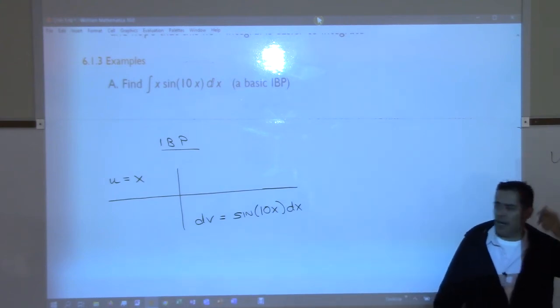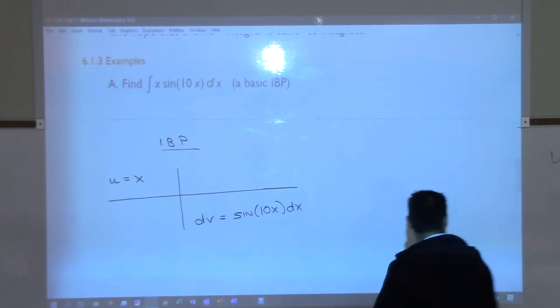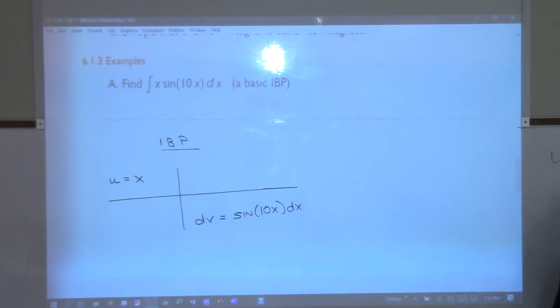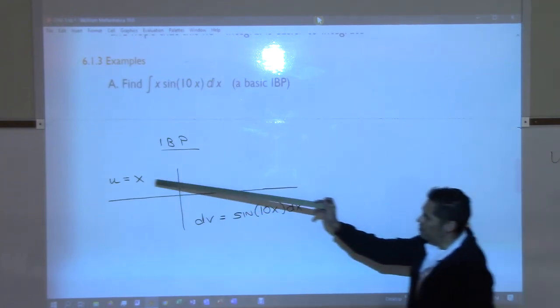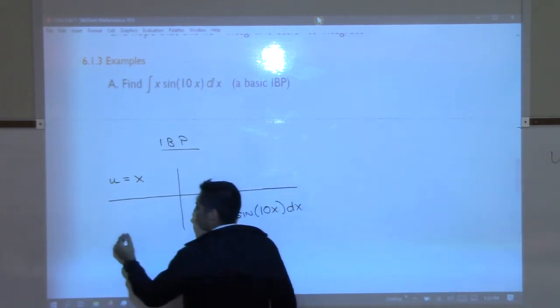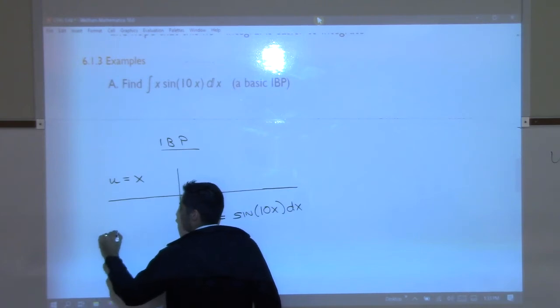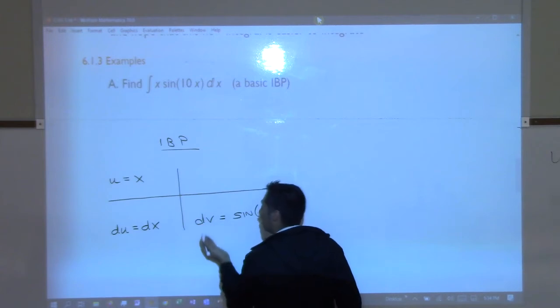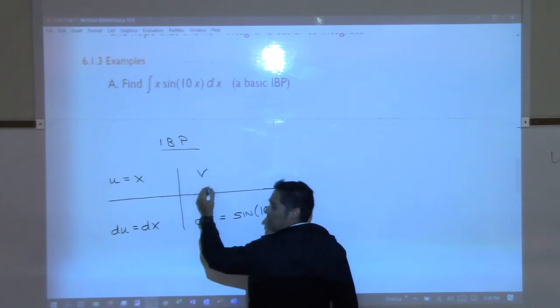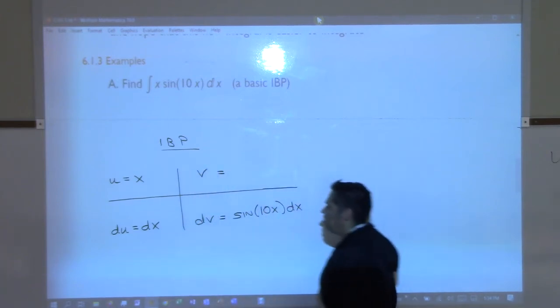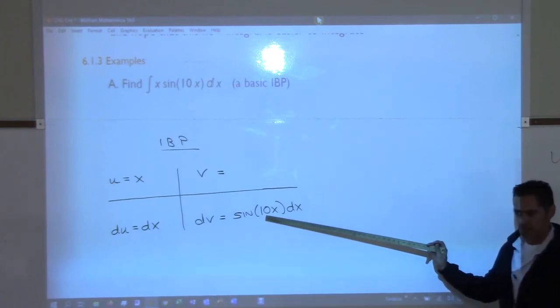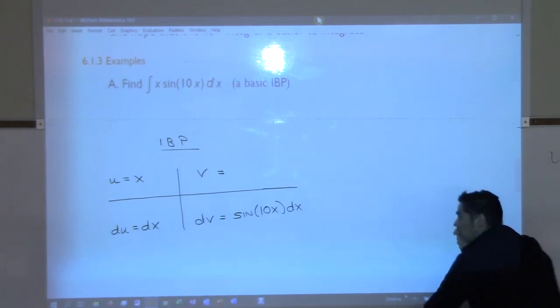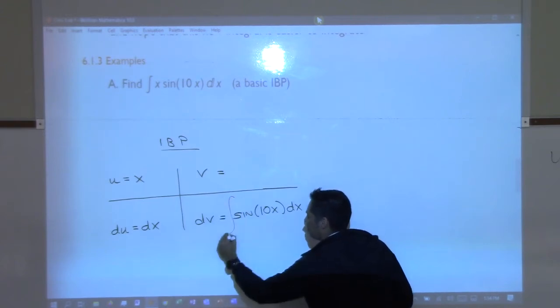Now you're just going to complete the table. Differentiate down, integrate up. So we differentiate down. Juan, what's going to be here? What do I write? dx. 1. So du equals dx, right? And then here we're going to integrate up to v. So now you have to know what the antiderivative of this is. You can almost visualize an integral sign in front of that.